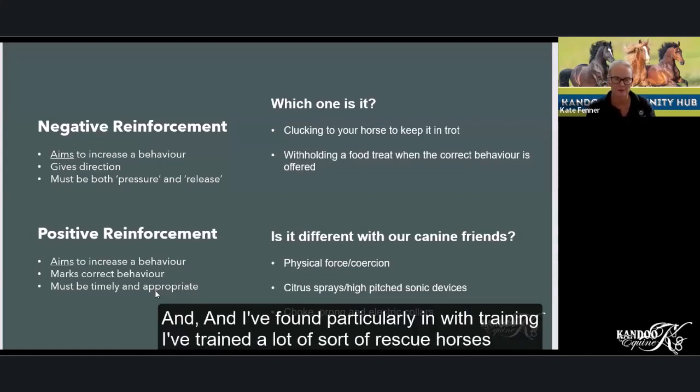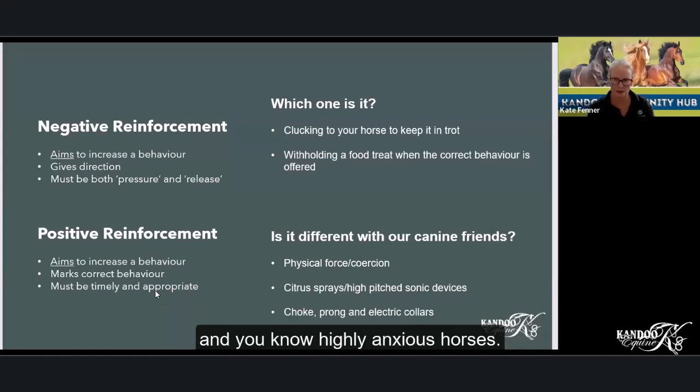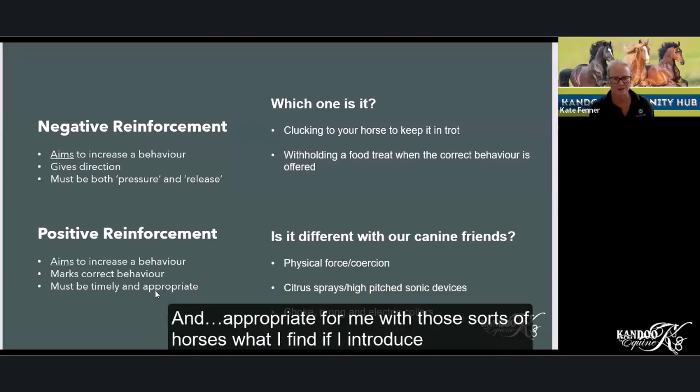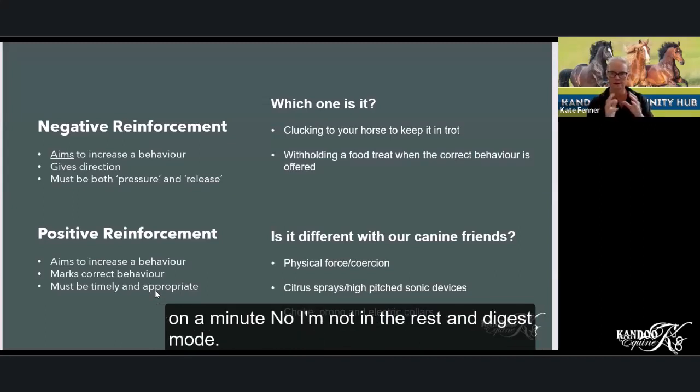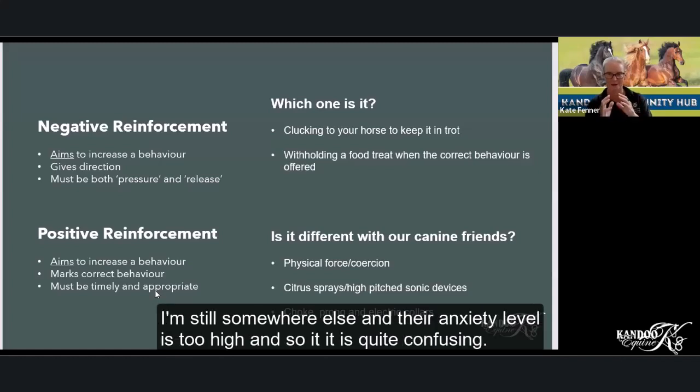And I've found, particularly with training, I've trained a lot of rescue horses and highly anxious horses, and food isn't always appropriate for me with those sorts of horses. What I find if I introduce food sometimes is it throws them a bit. They go, "Whoa, hang on a minute! No, I'm not in the rest and digest mode. I'm still somewhere else," and their anxiety level is too high, and so it's quite confusing.